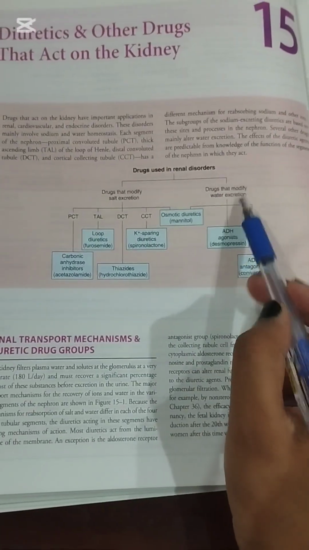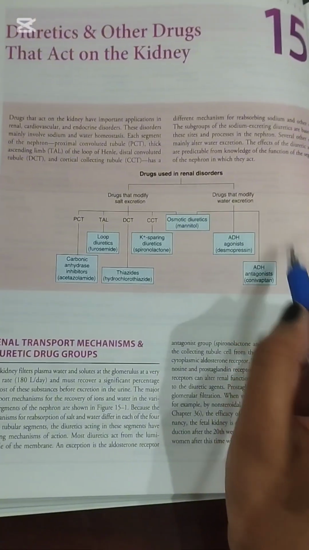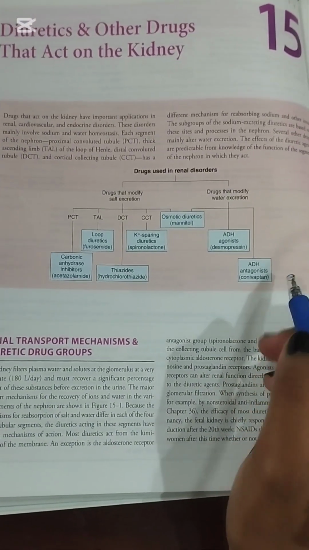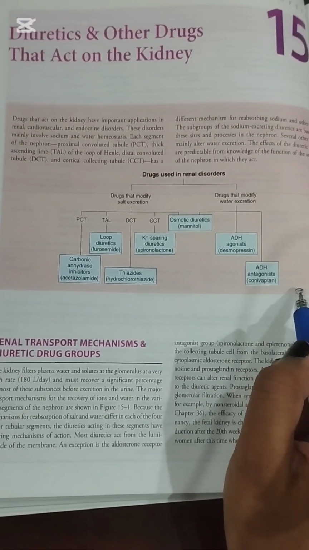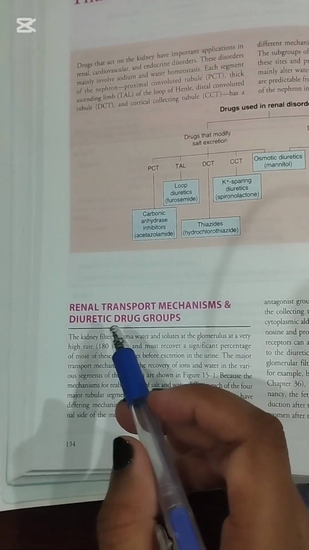Okay, so drugs that modify water excretion are going to be ADH agonists, including desmopressin, or ADH antagonists, including a drug called conivaptan. This is a captan. Okay, I'm just kidding. Renal transport mechanisms and diuretic drug groups.